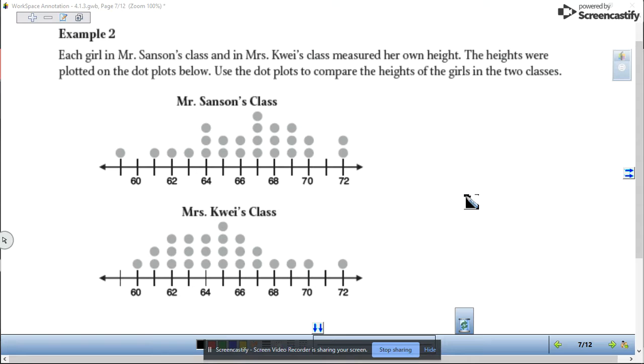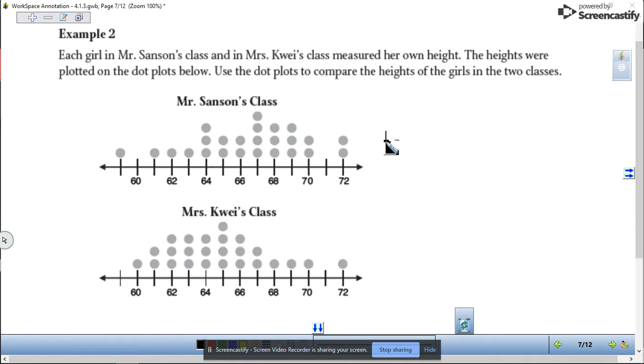So each girl in Mr. Sanson's class and Miss Kwai's class measured their own height. The heights were plotted on a dot plot below. Use the dot plots to compare the heights of the girls. So first thing I would notice is their range. The range is roughly the same.